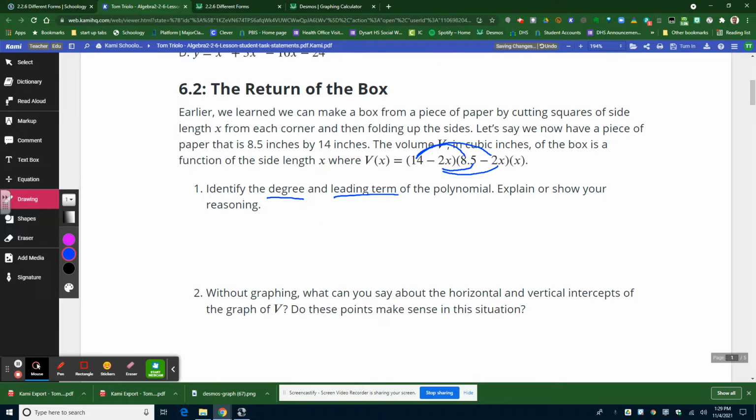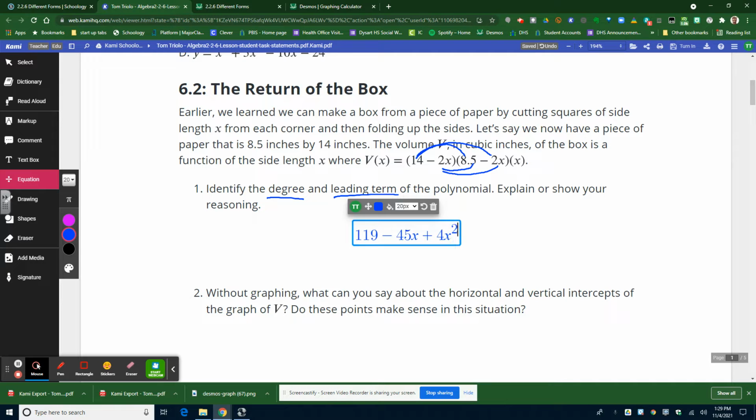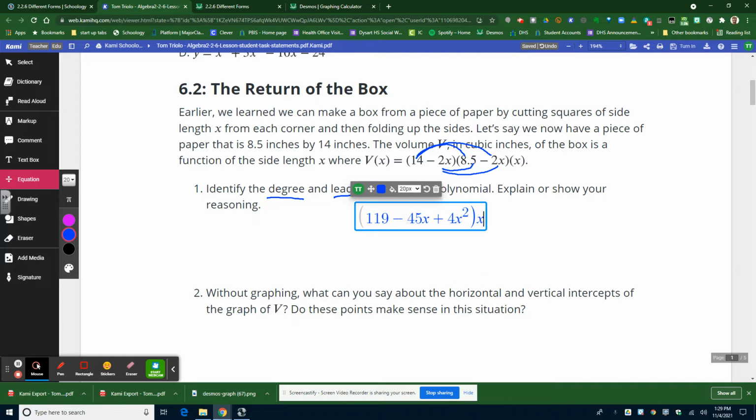And this was good. Okay. You did combine like terms before, so 119, right? Because that's 14 times 8.5, and it's minus 45x. And then plus 4x squared. And then we have to take that whole thing and multiply it by x. So then that equals... 45 or 41? It's 45 because it's 28 and 17. Okay. So I paste, I get rid of the x, and I just bump all these up by 1.